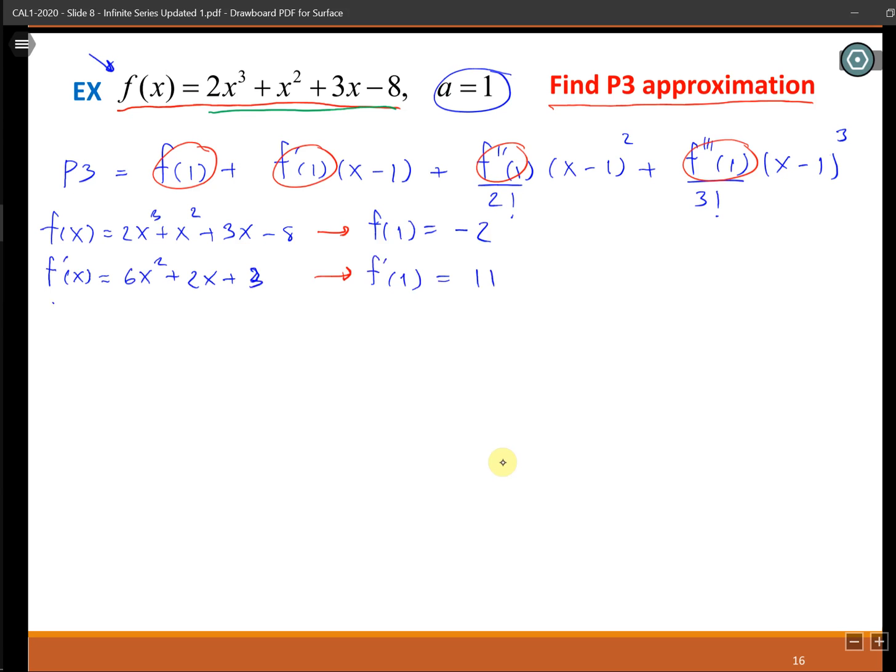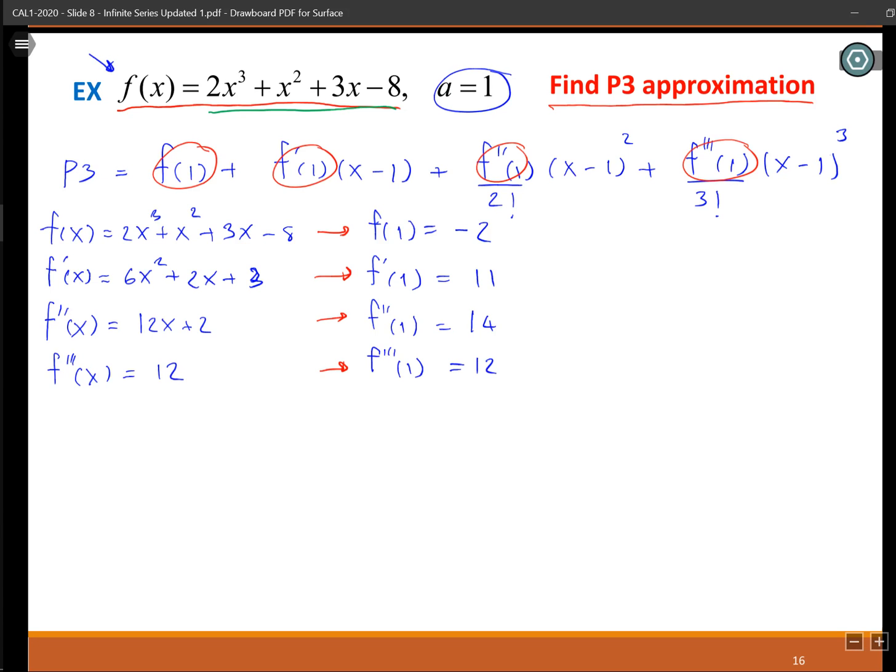Alright, next one, second derivative. And we differentiate again, we get 12x plus 2, and put 1 in. We can evaluate this at 1, and it's going to come out to be 14. And the last term, third derivative, differentiate again, we get 12, and obviously this one is equal to 12 at x equal to 1. That would be equal to 12.